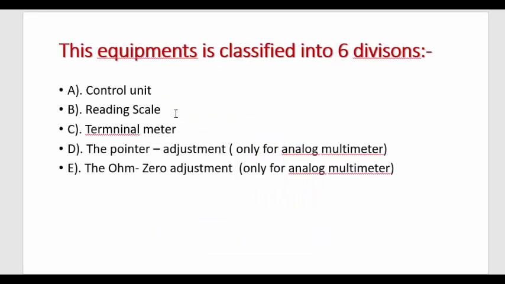The reading scale has several curves, lines with a certain unit such as DCV, direct current voltage, ACV, alternating current voltage, resistance, and so on. Electric quantity is measured in this meter by reading. So, the electric quantity by multimeter we can find out by using these readings.